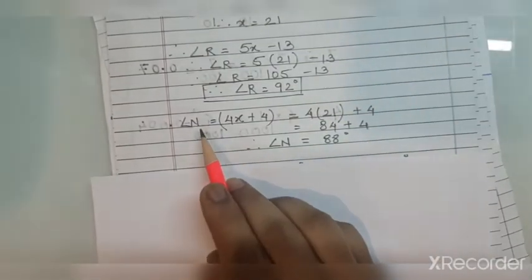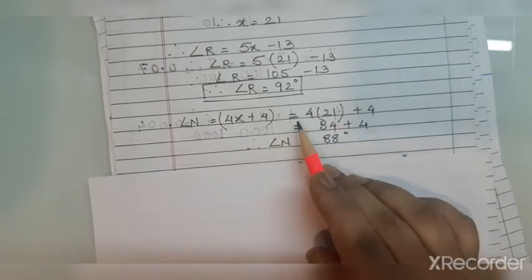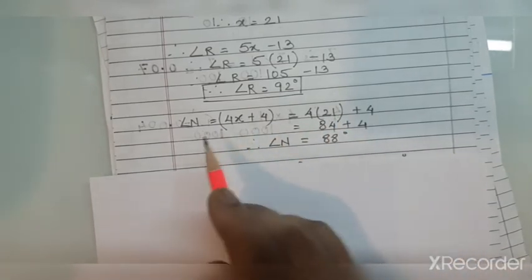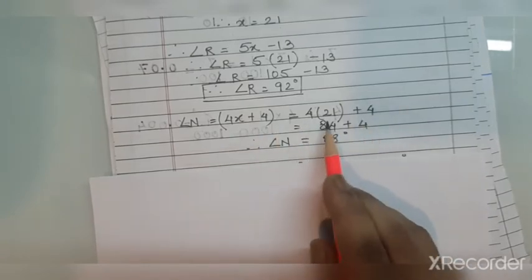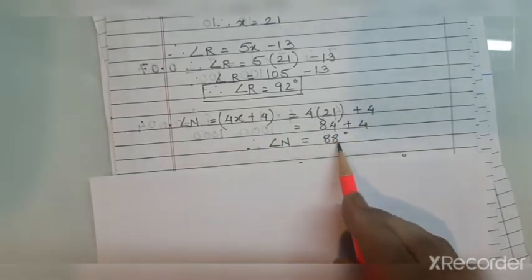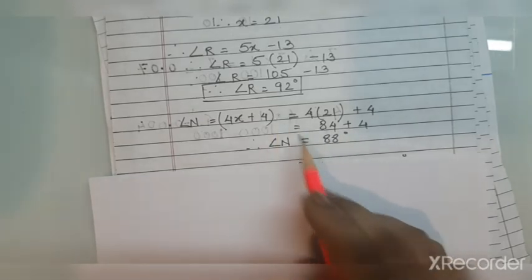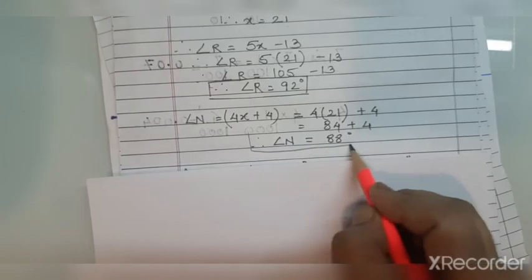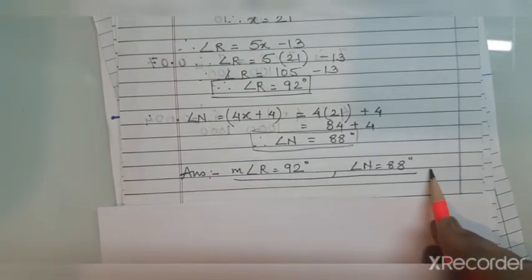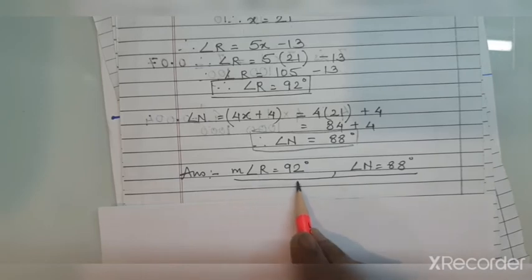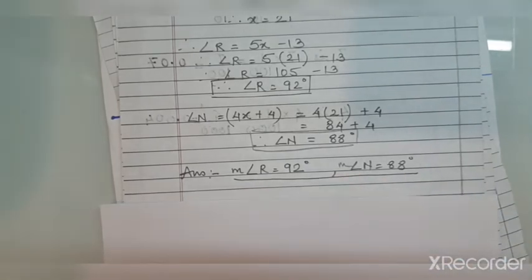Same way we are going to do for N. N is 4x plus 4. X we are going to substitute as 21. So 4 into 21 plus 4. 21 fours are 84, plus 4 is 88. So angle N measures 88 degrees. In this way we found both the answers. As I told you, you write the final answer together. So measure angle R is 92 degree and measure angle N is equal to 88 degrees.